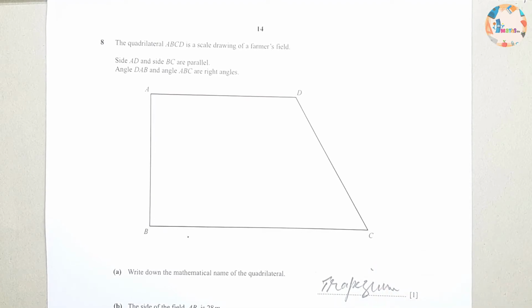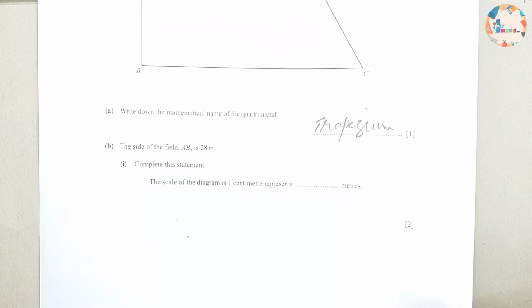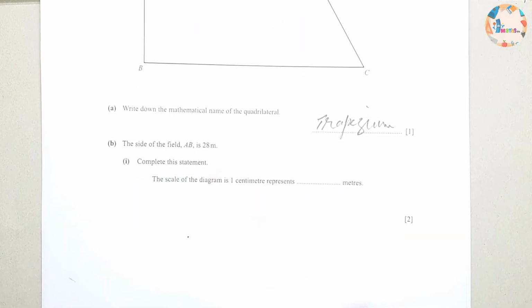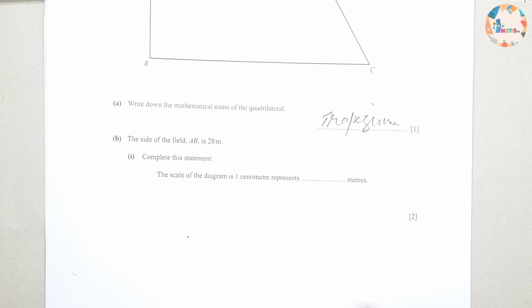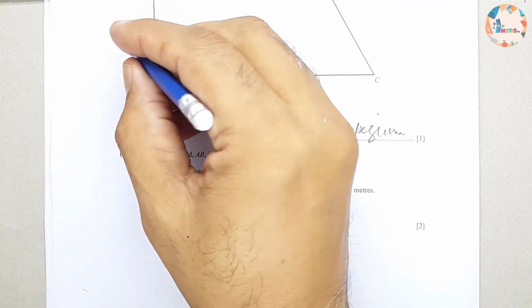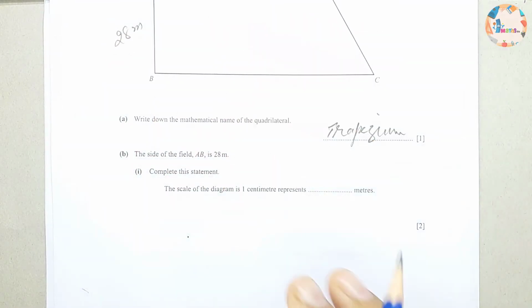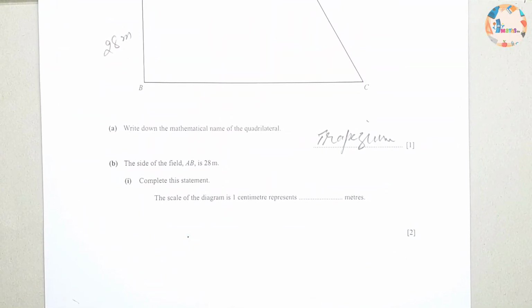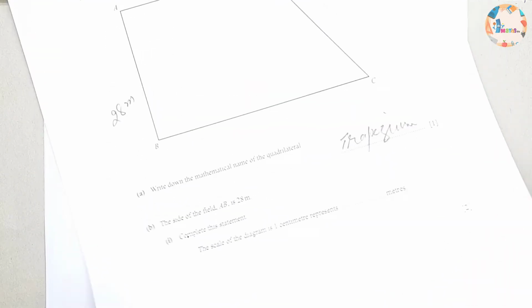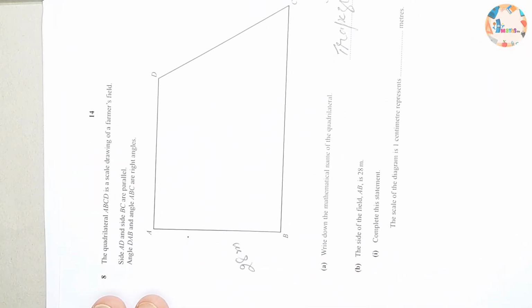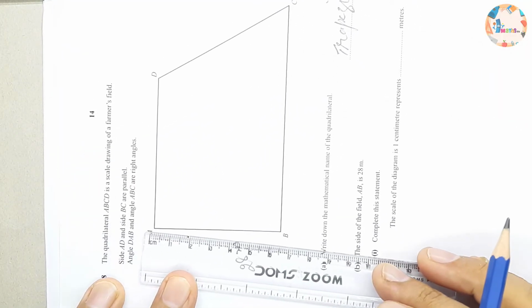Then the side of the field AB is 28 meters. Complete this statement: the scale of the diagram is 1 centimeter to this one. So we have to measure this. We can rotate the page and check the measurement.